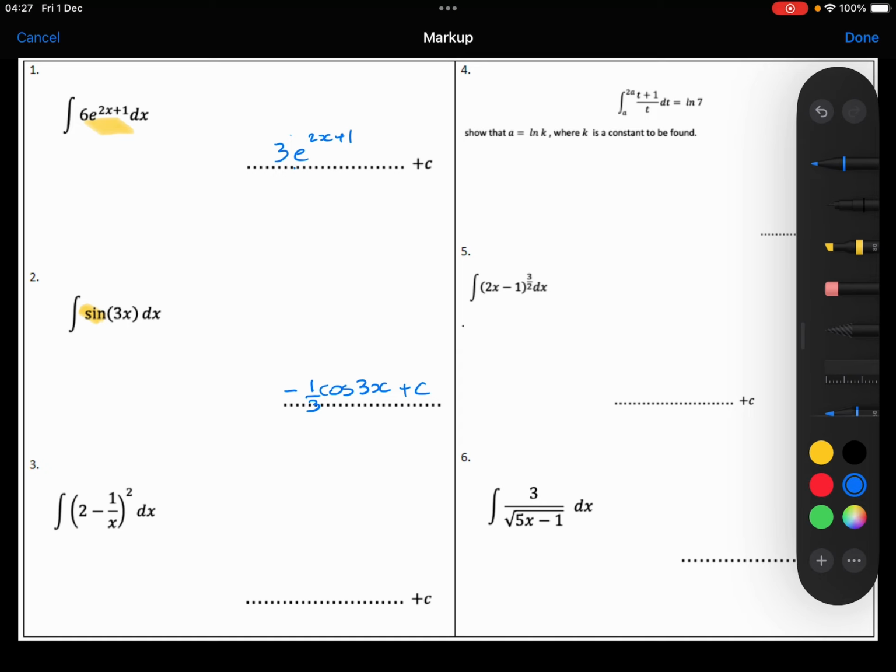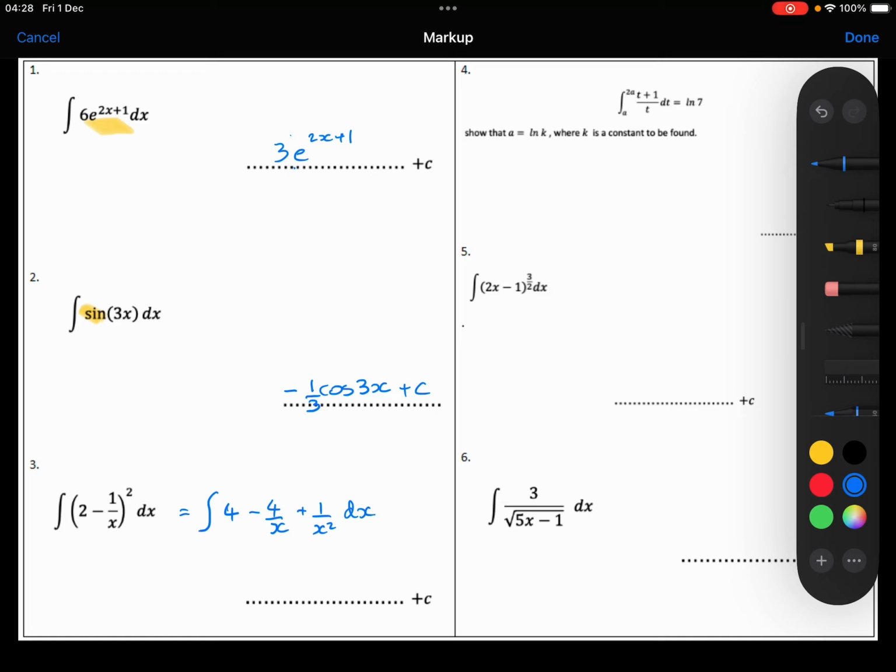Next, we've got the integral of 2 minus 1 over x, all squared. First, I'm going to rewrite this by expanding the brackets. So we've got 2 squared, which is 4. Then we've got 2 times minus 1 over x, which is minus 2 over x. Double that, and we get minus 4 over x. And then we've got the minus 1 over x times minus 1 over x, which will be plus 1 over x squared.